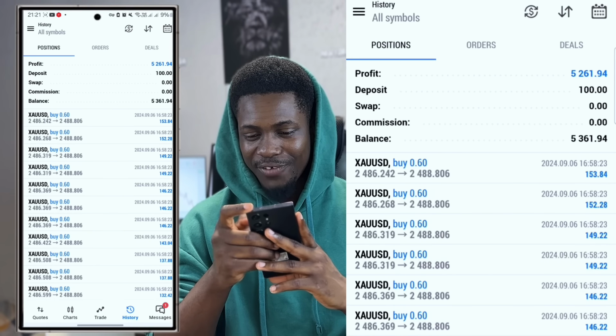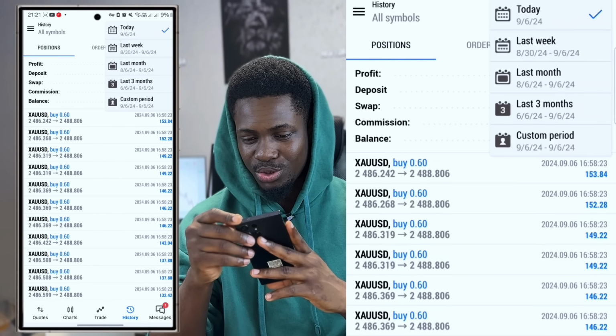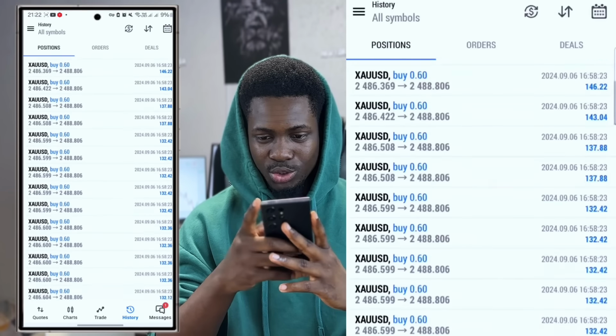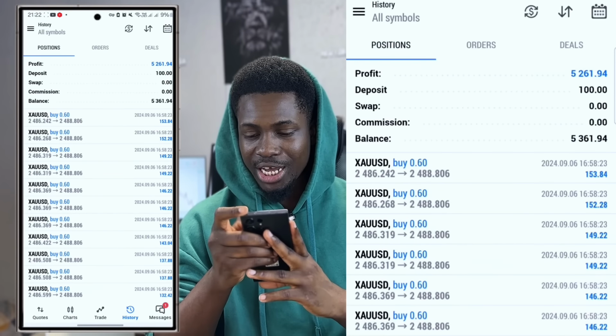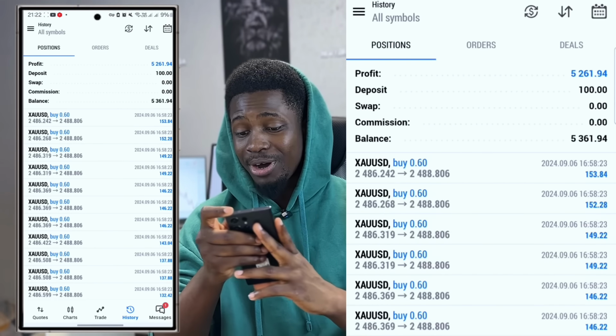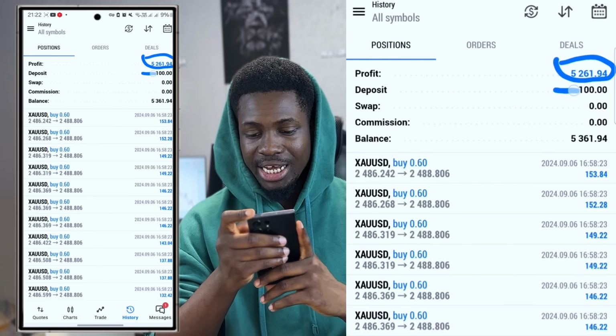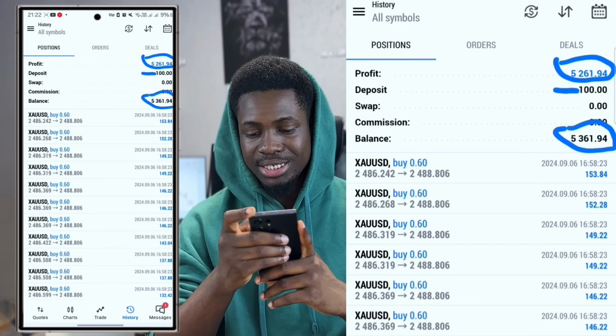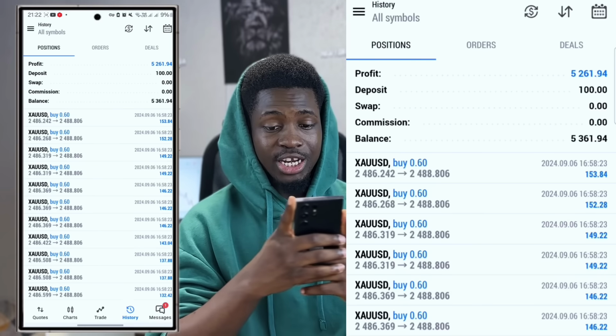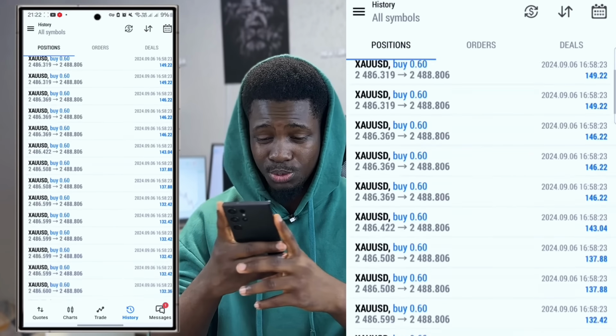So we're just running about 5.2k. This is actually today, just so you know. And this is what we're actually having currently. So if we check out the profit now, we're running about 5.2k. You can actually see that 5.2k profit, and then our deposit is $100, and our balance is about 5.3k currently, at about that spot smoothly, just like that, right?